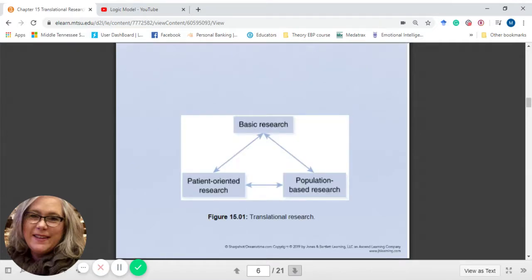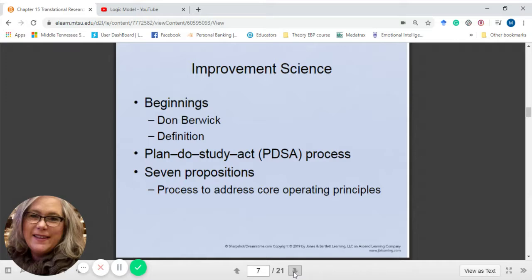Our translational research model here that your book talks about is going from basic research to patient-oriented research and population-based research. We want to get to the people and how can we make that process better. In our improvement science, we have beginnings. Berwick talked about moving to improvement science at the bedside.